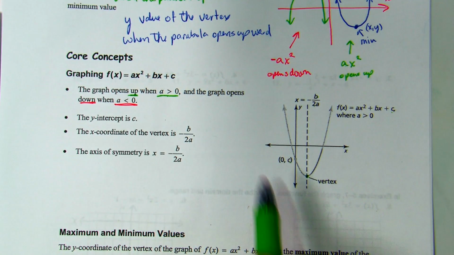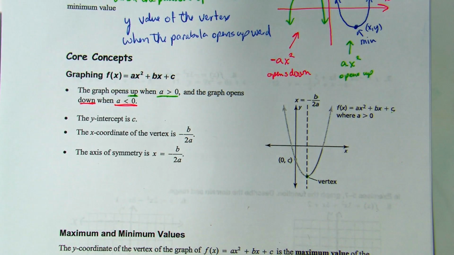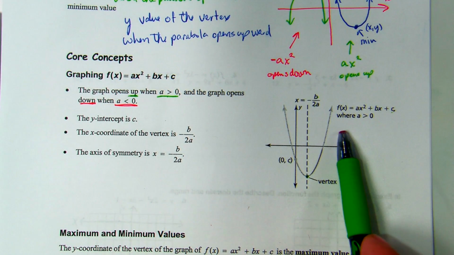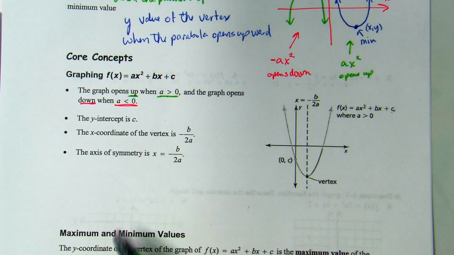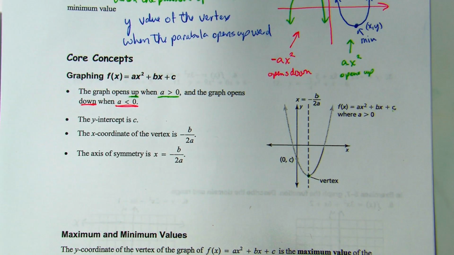Okay? All right, those are some core concepts. We will wrap up the rest of these notes and do some demonstrations and examples of what we just talked about here, finding the vertex, finding the axis of symmetry, and the y-intercept. We will wrap that up on the next video, which will be tomorrow.